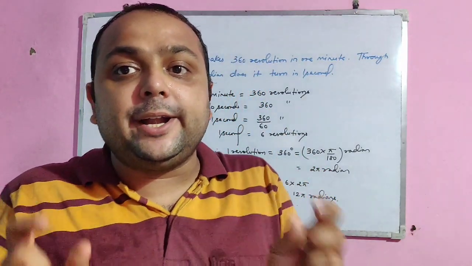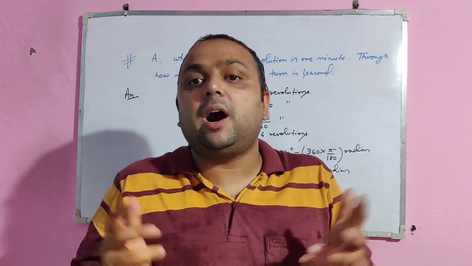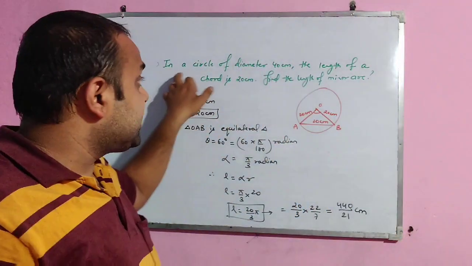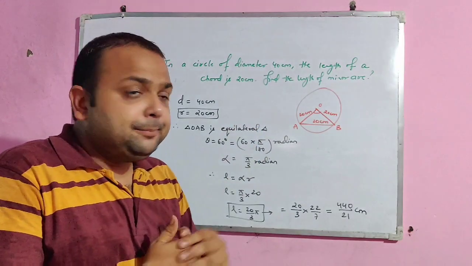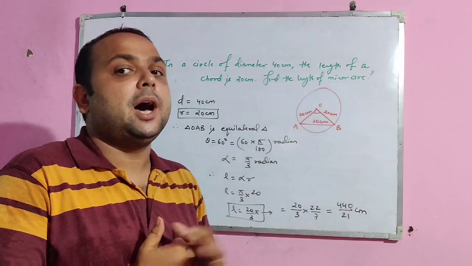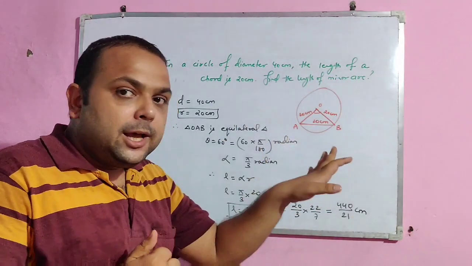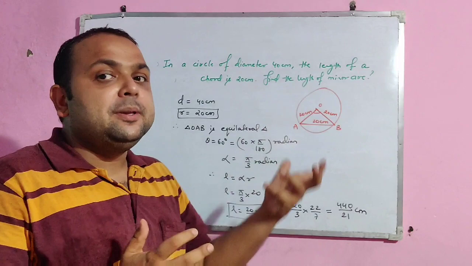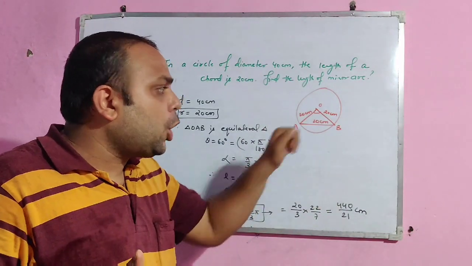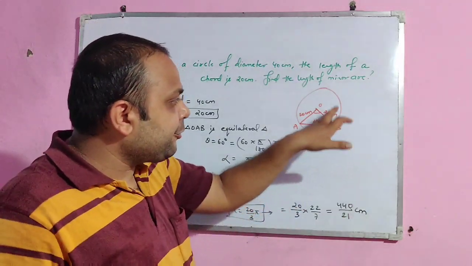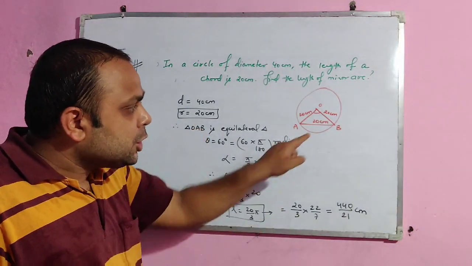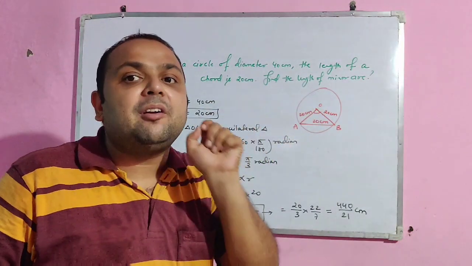I will tell you one question relating to the concept L equal to alpha r. See this question. In a circle of diameter 40 centimeter, the length of a chord is 20 centimeter. We have to find the length of the minor arc. So we have a circle in which the diameter is 40, means the radius is 20 centimeter. Also the length of the chord is 20 centimeter. So basically from the diagram we get that diameter is 40, radius is 20, so this becomes an equilateral triangle.